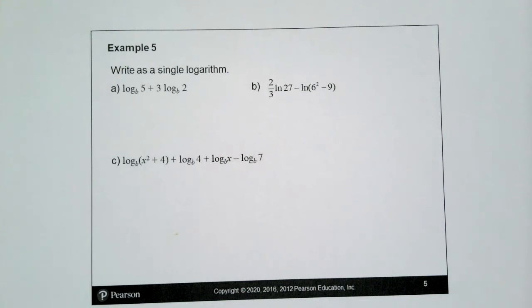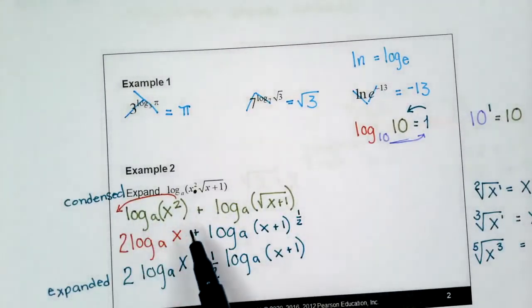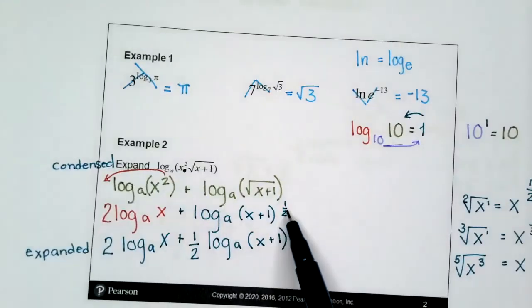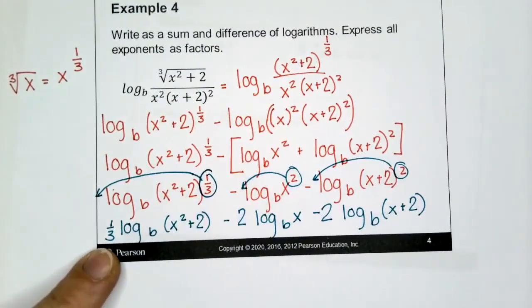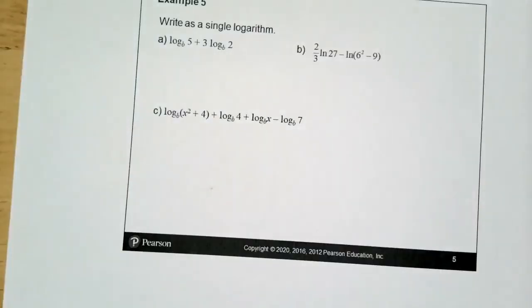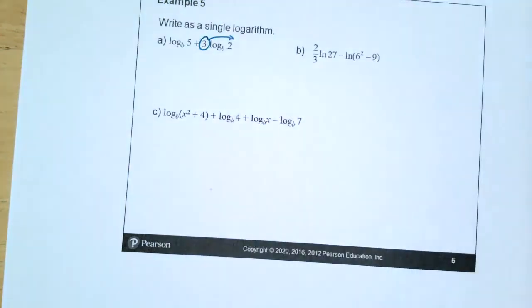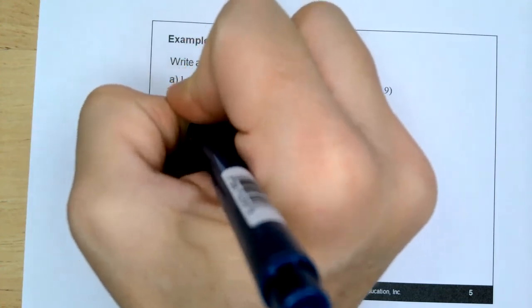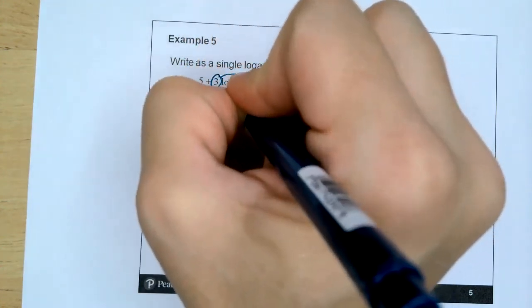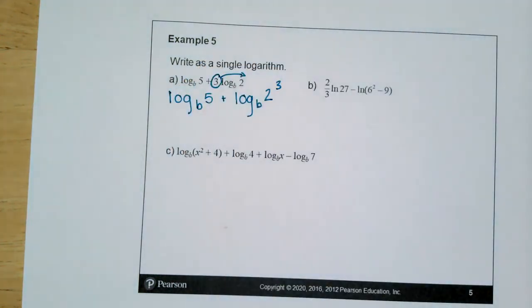Remember, our last step was always moving that exponent out front, right? Moving that exponent out front was always our last step. We moved the exponents out front here, 1/3, 2, and 2. So when we're going the other direction, the first thing we do is we move the exponent back to its place. So now this becomes log base b of 5 plus log base b of 2 to the 3rd power.